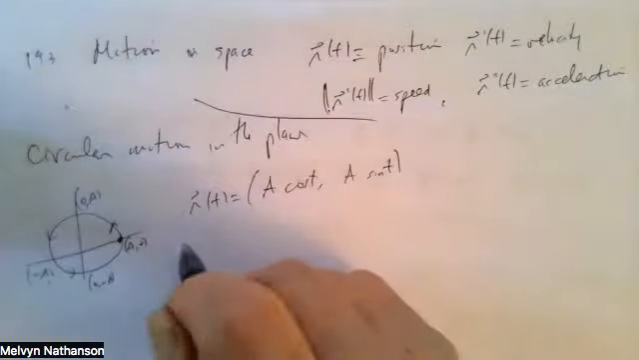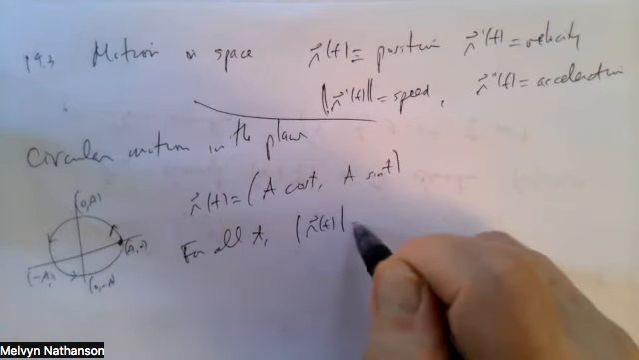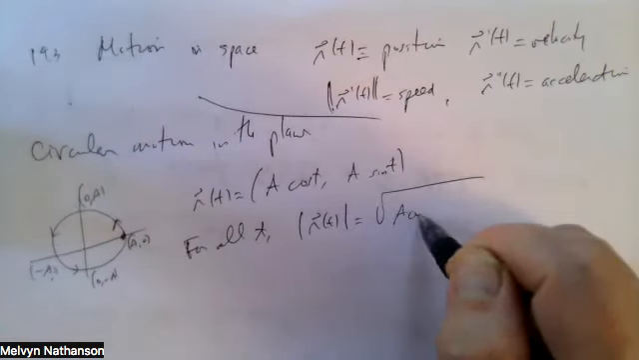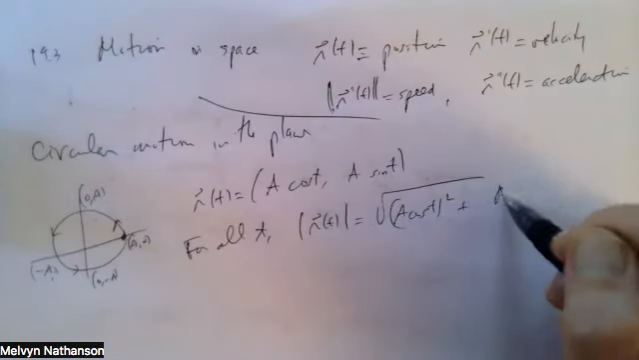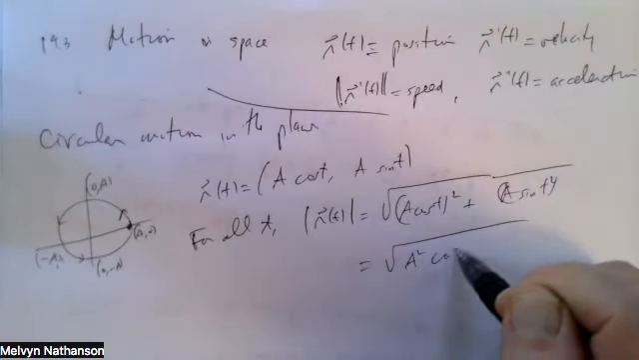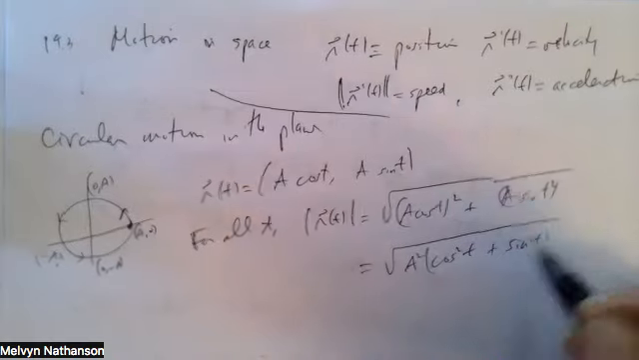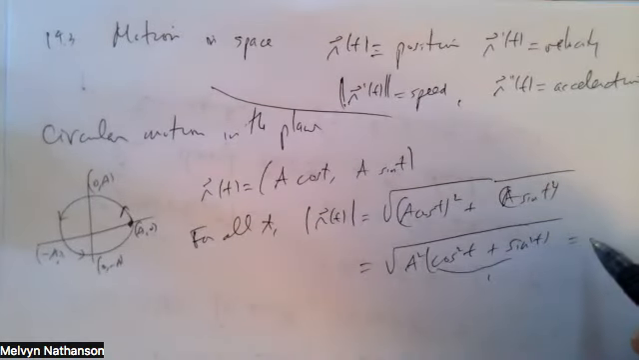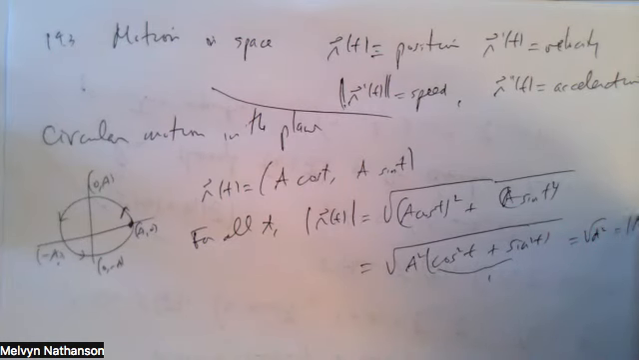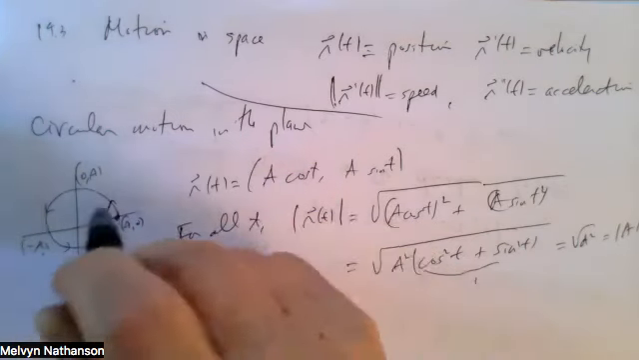So at any time t, the length of this vector is the square root of the sum of the squares of the coordinates. That's the square root of a squared cosine squared t plus a squared sine squared t. So I can factor out the a squared. This is 1. So this is the square root of a squared, which is the absolute value of a. And if a is positive, you're just moving around the circle in this direction.